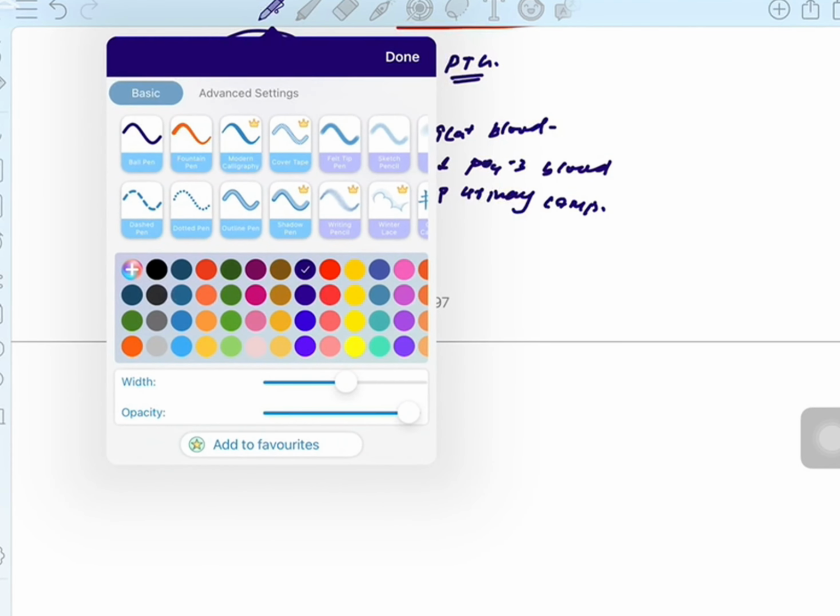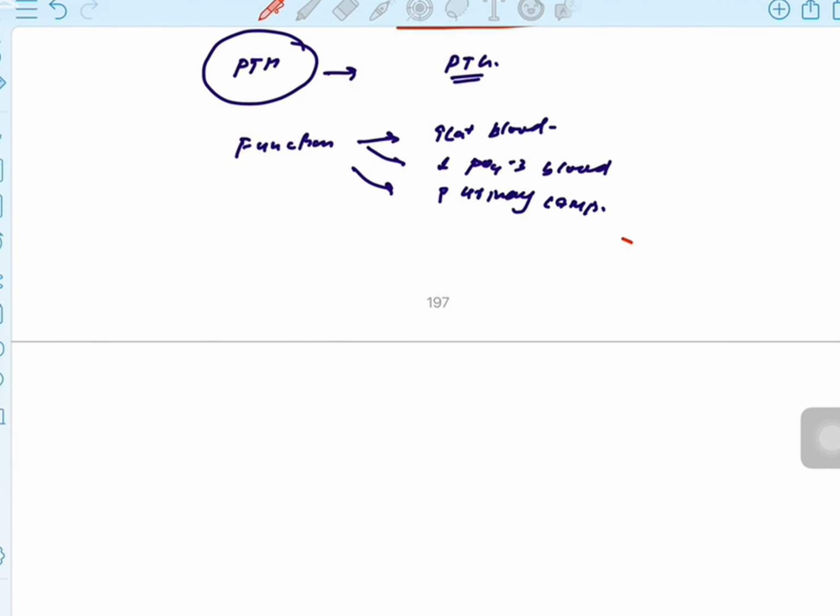So if someone asks you what the function of parathyroid hormone is, what answer will we give? We will say that the main function of parathyroid hormone is to increase the level of calcium in your blood, decrease the level of phosphate in your blood, and increase urinary cAMP.